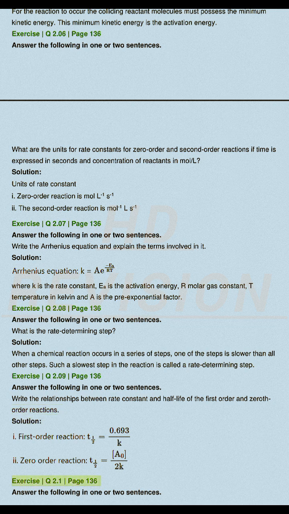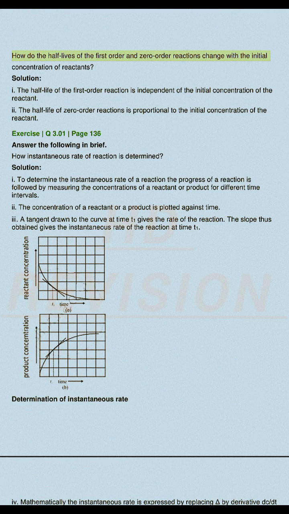Solution. Exercise Q 2.1, page 136. Answer the following in one or two sentences. How do the half-lives of the first-order and zero-order reactions change with the initial concentration of reactants? Solution. I. The half-life of the first-order reaction is independent of the initial concentration of the reactant. II. The half-life of zero-order reactions is proportional to the initial concentration of the reactant.